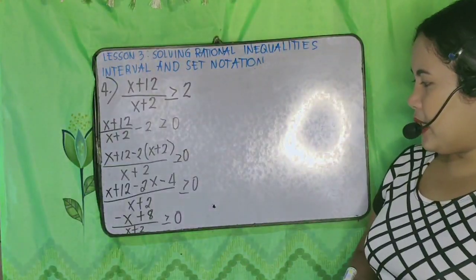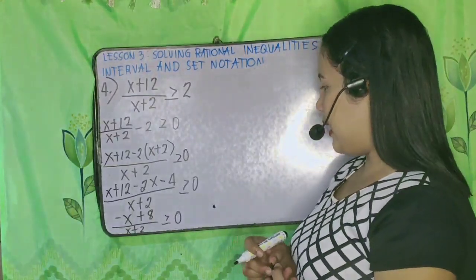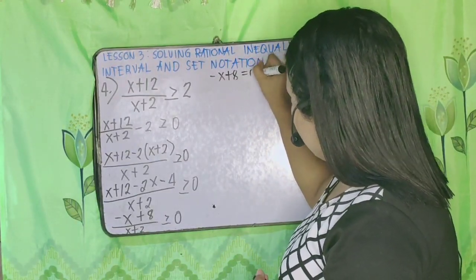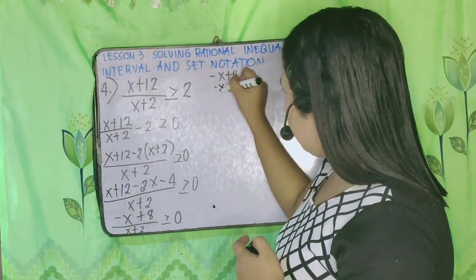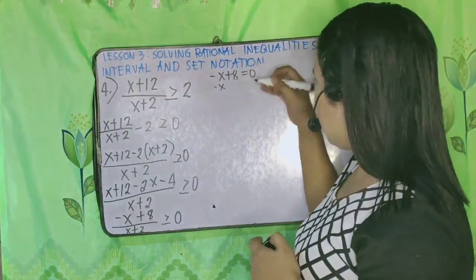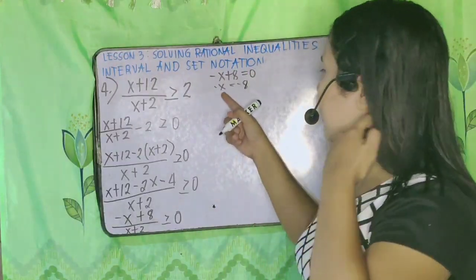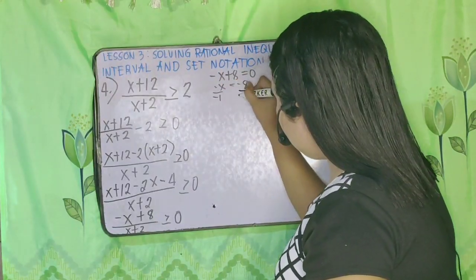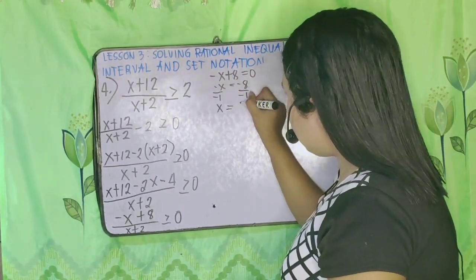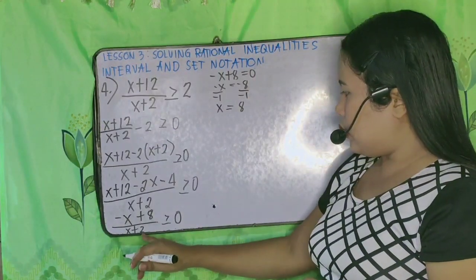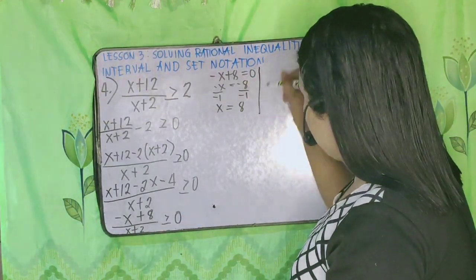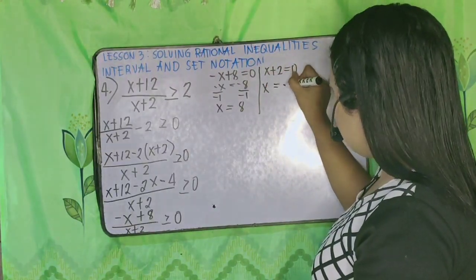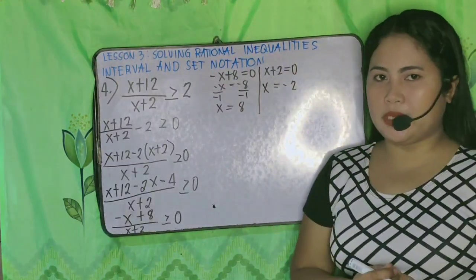Next na po yung step natin is i-factor out na po natin yung numerator and then denominator. First, negative x plus 8. Equate natin siya sa 0. Copy negative x, transpose natin sa left side yung positive 8 so magiging negative 8. Since may katabing negative yung x, i-divide natin siya both sides by negative 1. Then our x is positive 8. Next is yung denominator natin, which is x plus 2. I-equate natin siya sa 0. Of course, our x is negative 2 kasi transpose lang natin yung positive 2, so magiging negative 2.